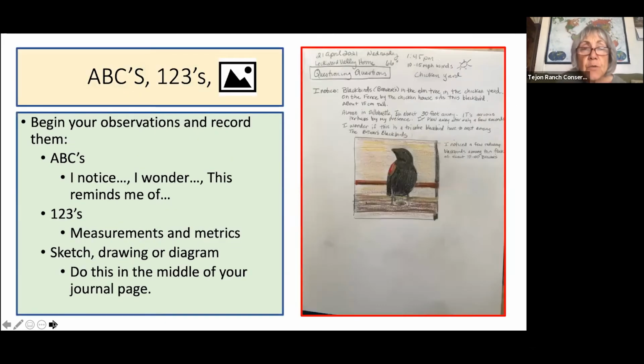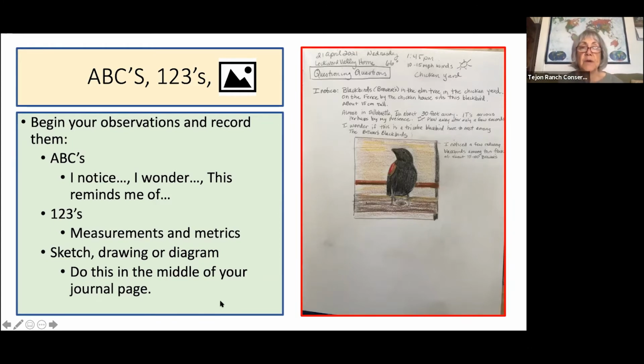So the first of the writing work: ABCs, 1, 2, 3s, and of course, you've already done the sketch. Starting with ABCs, I notice, I wonder, this reminds me of. The 1, 2, 3s are those metrics, the measurements. How tall is it? How big is it? How much does it weigh? How far away is it? Those kinds of things. And then obviously, again, that sketch or diagram.